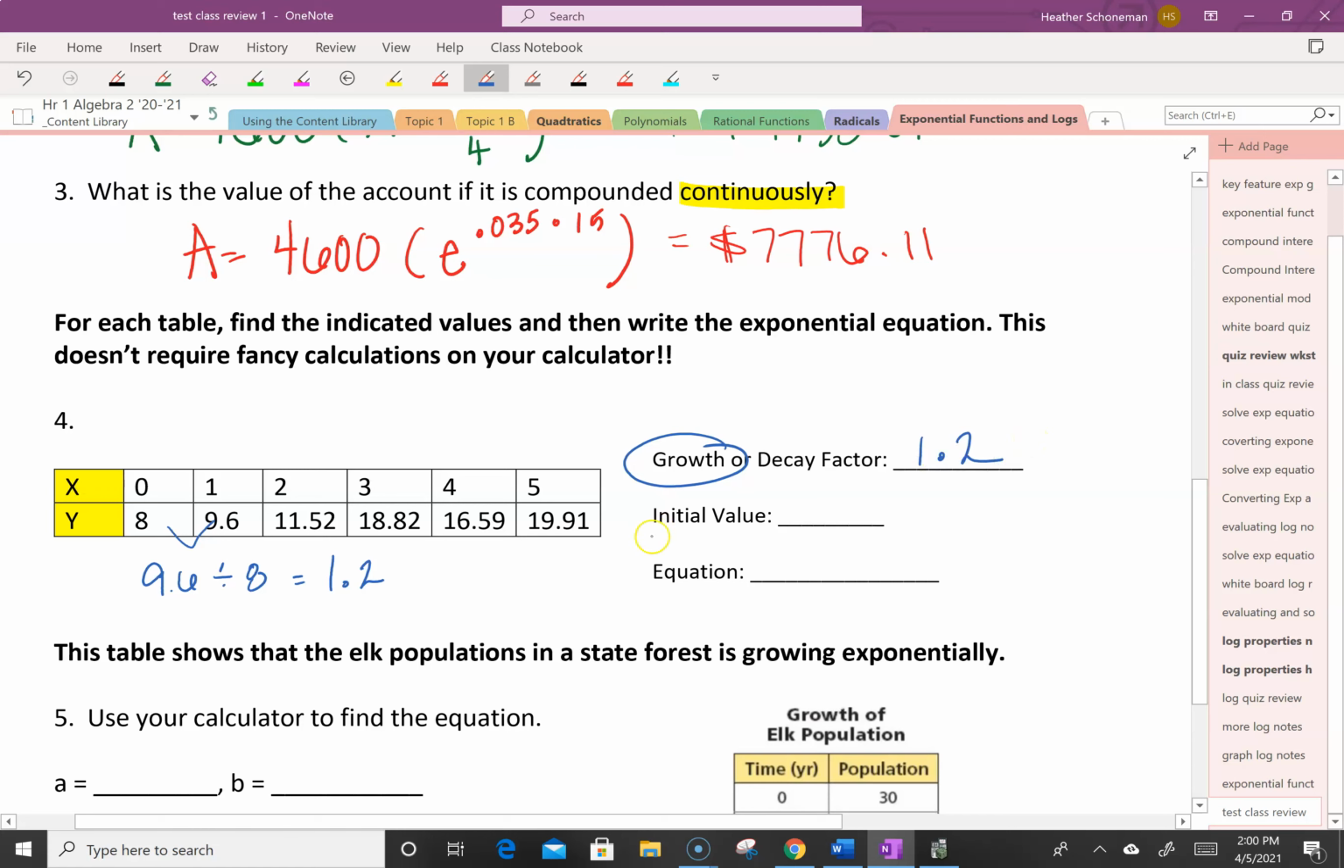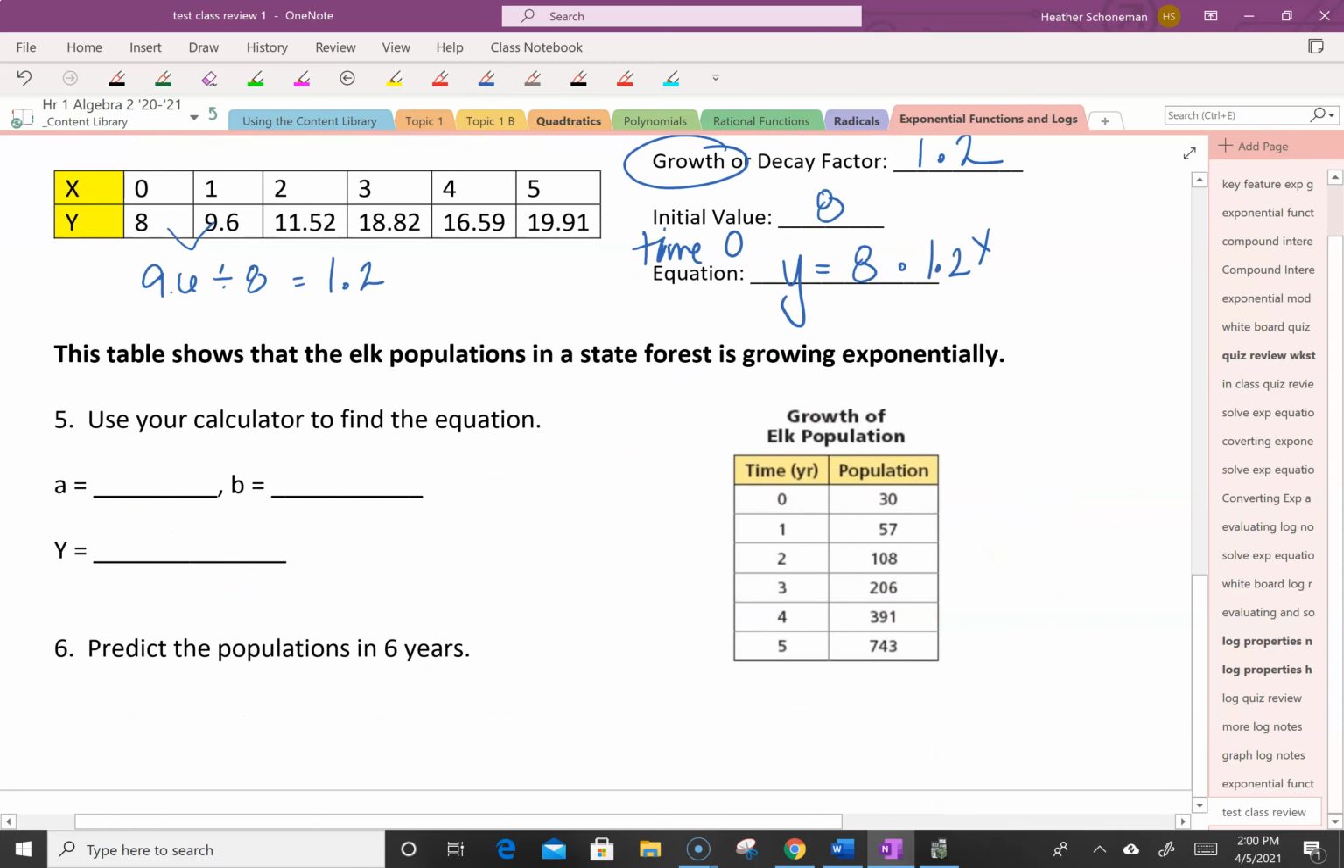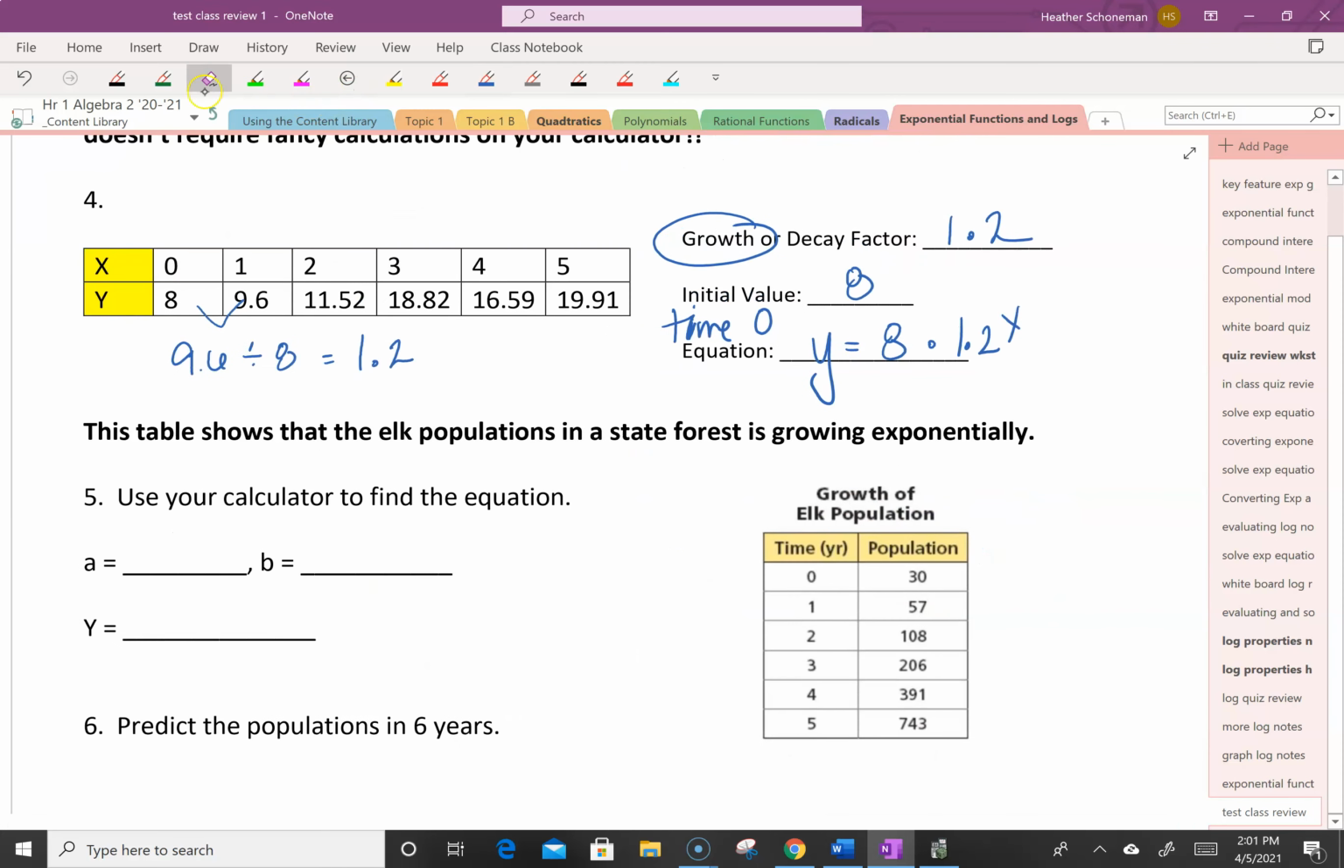The initial value is what it's at time 0. And at time 0, it's at 8. So my equation is going to be y equals 8 times 1.2 to the x. That's it. Now, this works if you're given what it is at time 0. This chart gives you what it is at time 0, so you could do the same thing. However, you're going to get some data that doesn't start at time 0, and when it doesn't start at time 0, you need to use regression testing in your calculator.